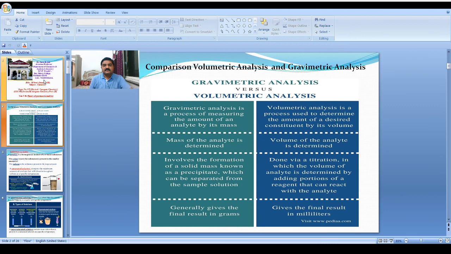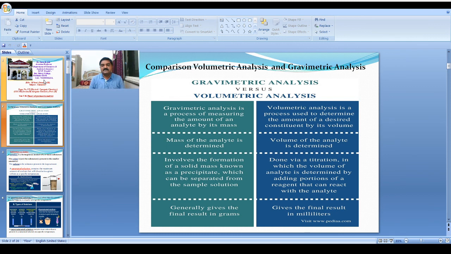So here is a comparison of volumetric analysis and gravimetric analysis. First of all, we must know the concept of volumetric analysis and gravimetric analysis. In volumetric analysis, we have already performed this experiment. Here there are some apparatus: burette, pipette, conical flask, indicator. So these are the apparatus which are used in volumetric analysis.